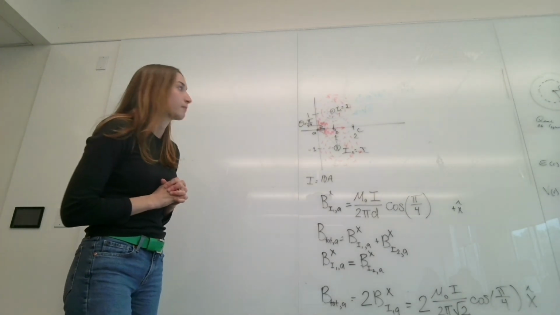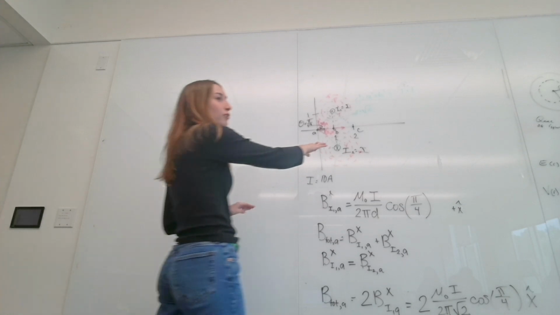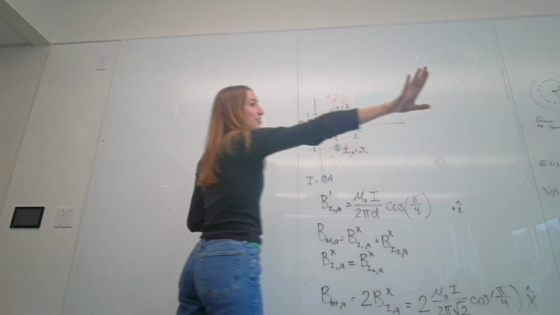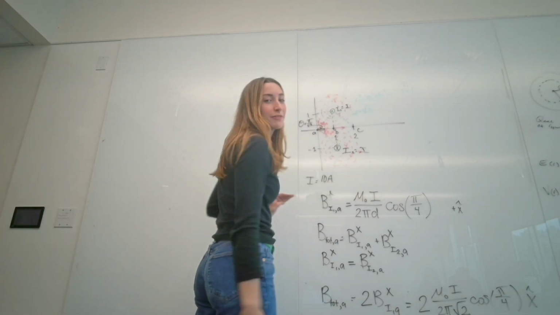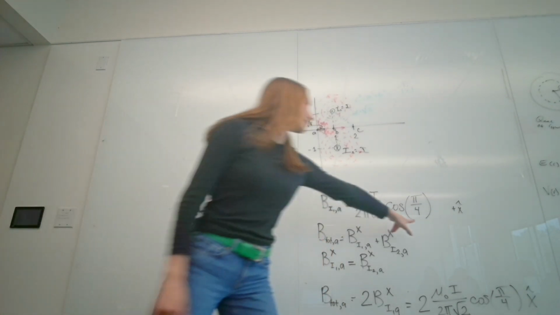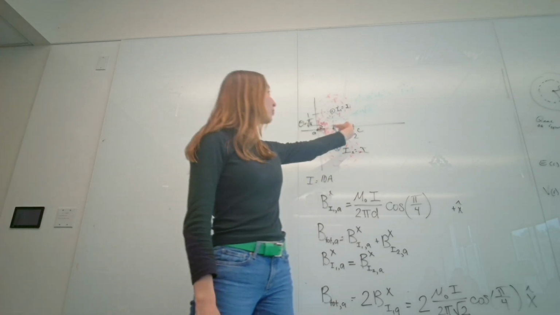The angle would be the same for B. You don't have to worry about the angle now, because it only has an x component. Sorry, that is a good point. So you don't even have to be multiplying by a cosine factor, because it only has an x component.